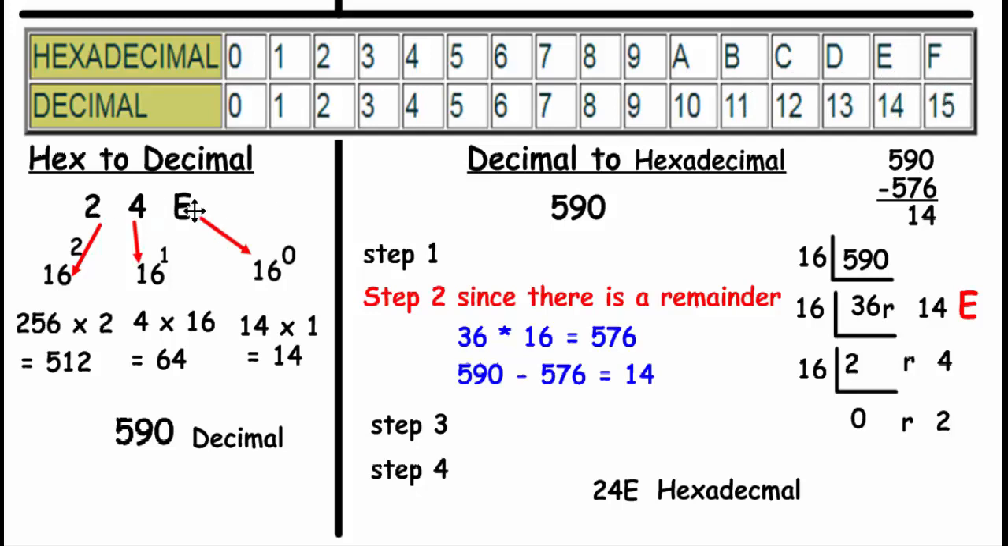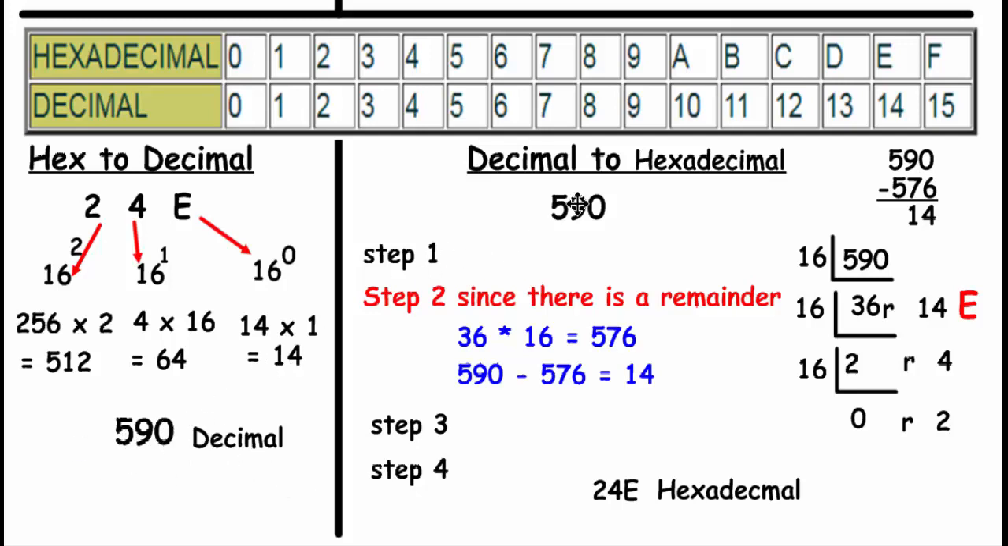So we have 24E. Now, let's look at the E. We know E is equal to 14, so 16 to the power of 0, so it's 14 times 1, or 14. Okay? And the next one, we have 4 times 16 to the power of 1. So since this is a 4, 4 times 16 is 64. And the last one, we have 2 times 16 to the power of 2. So it's 256 times 2, or 512. We add up 512 plus 64 plus 14. We end up with 590, which is our decimal number.